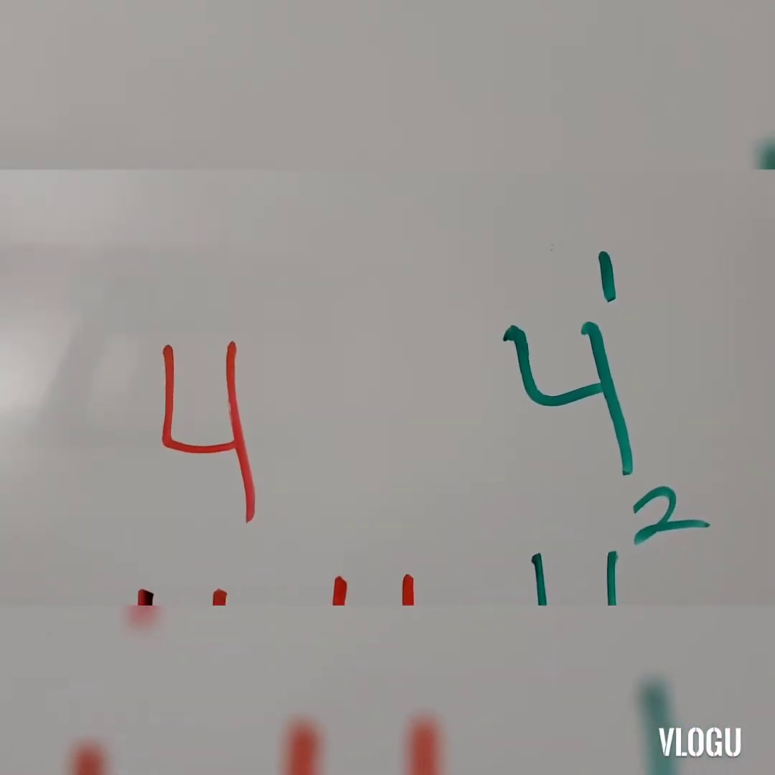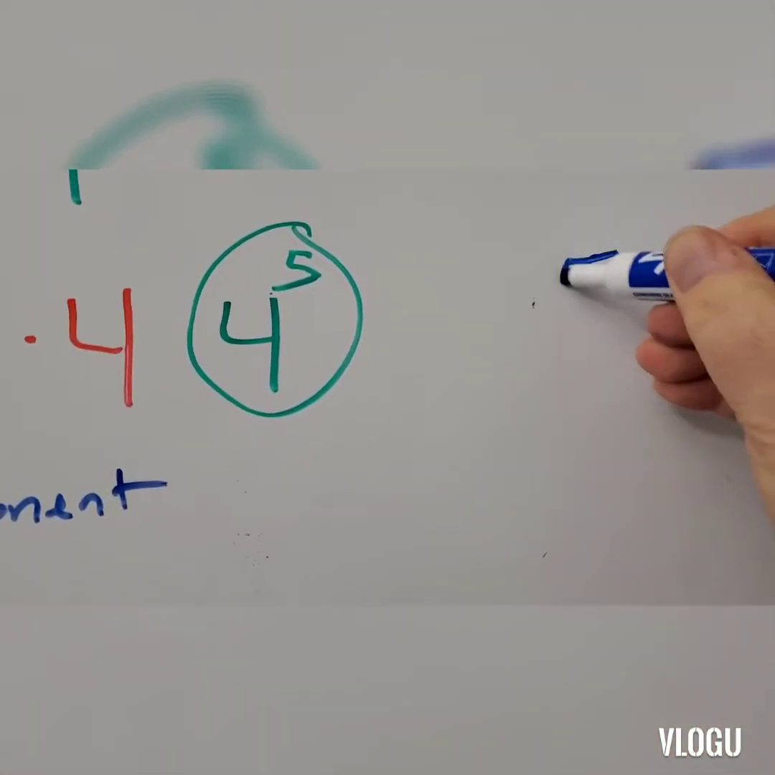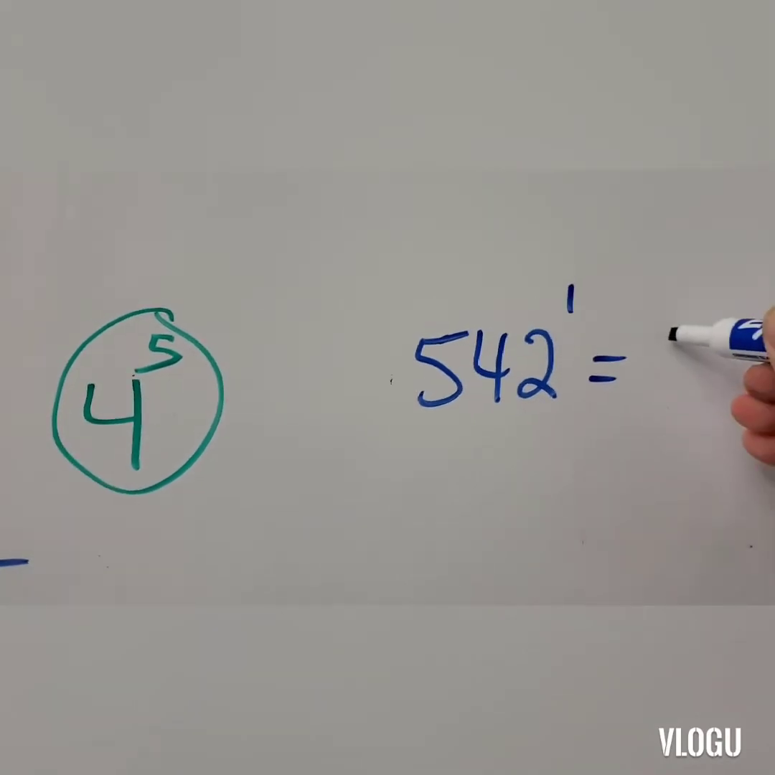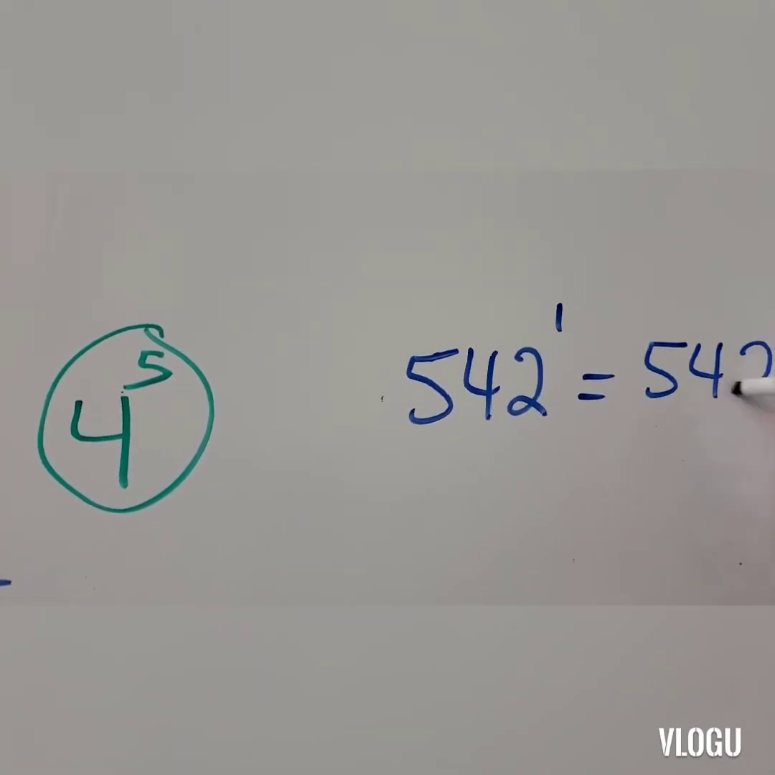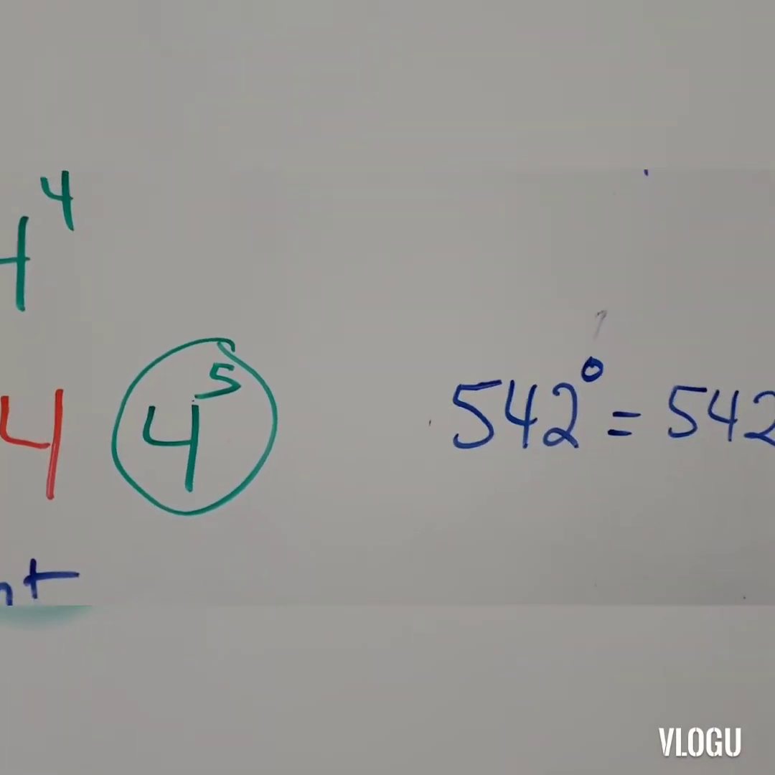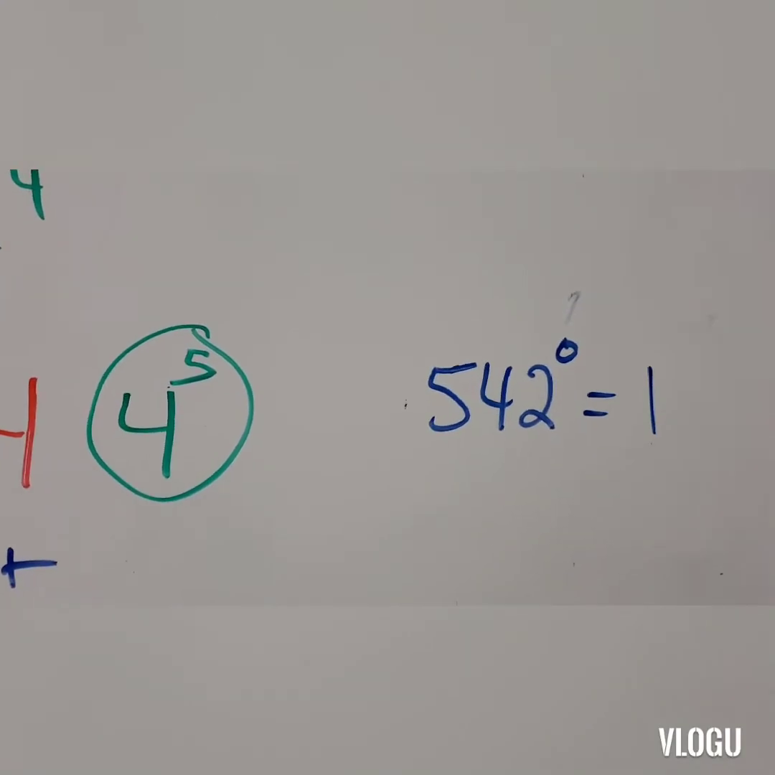Anything to the power of 1 is equal to the base. 542 to the first power is equal to 542. But 542 to the power of 0 is equal to 1.